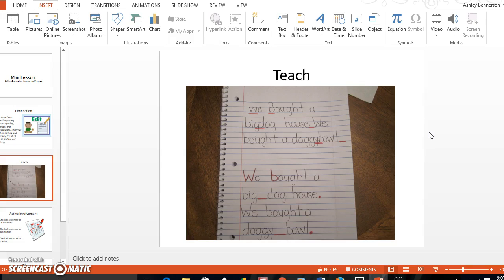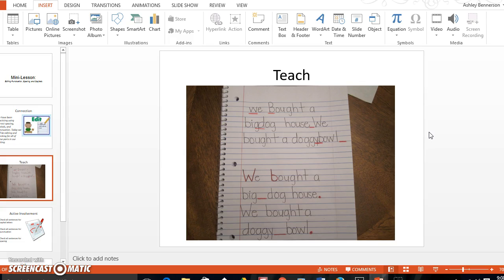As you can see, the beginning of this sentence has a lowercase letter. Sentences always start with capital letters. In the word bought, the B is capitalized. It is not a proper noun, so therefore there should be a lowercase b used.